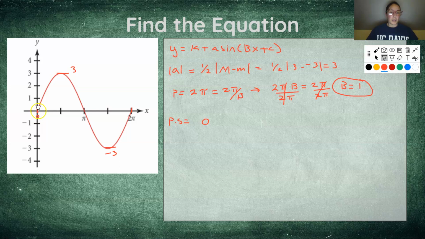So remember how we graph. Phase shift is start. Phase shift plus period is end. So our phase shift here is 0. We didn't move left, we didn't move right. Sine graph starts at 0, so we have no phase shift here.